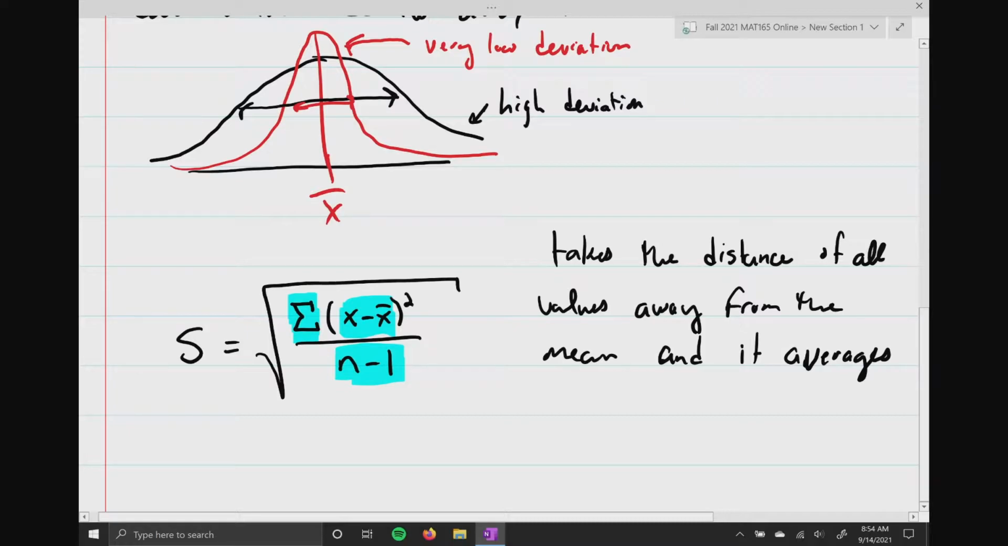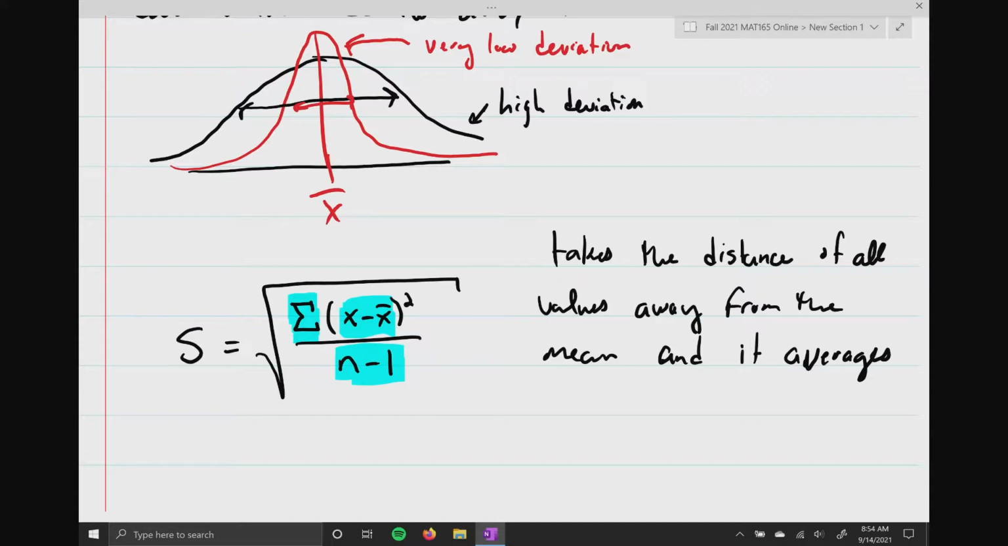So you have x minus x bar squared. There are all your distances. You add them all up and divide by the total number of distances that you have. So it's nothing more than just the average of all the data points. It's the average of their distance away from the mean.